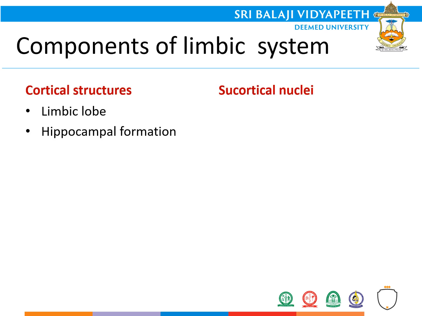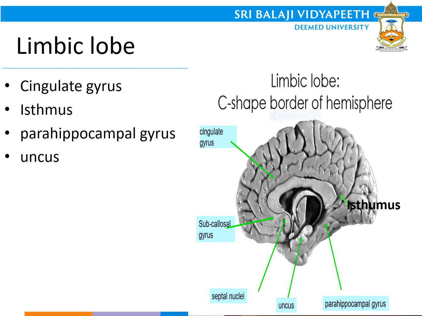Components of the limbic system. The limbic system has cortical structures and subcortical nuclei. The cortical structures include the limbic lobe and the hippocampal formation. The limbic lobe includes the cingulate gyrus, the isthmus, and the parahippocampal gyrus. So this is the isthmus here, this is the cingulate gyrus, this is the parahippocampal gyrus here, and this hook-like structure here is what is called the uncus.